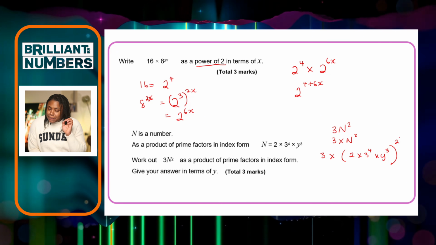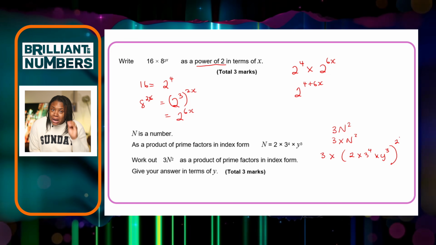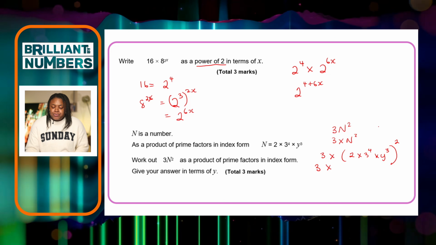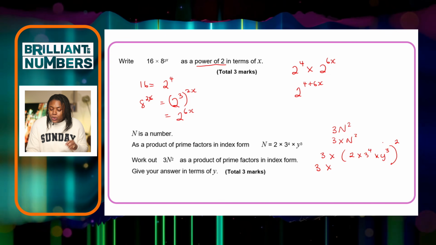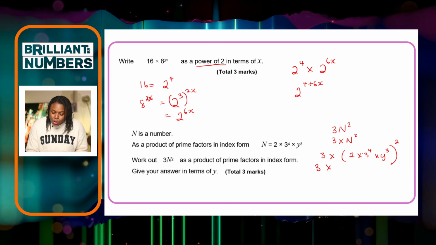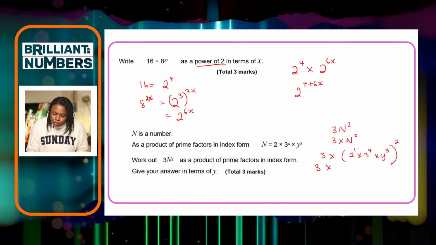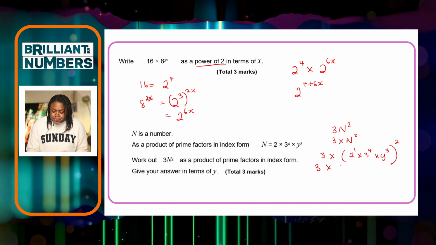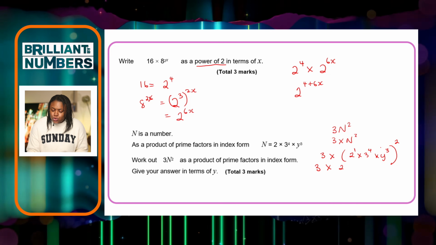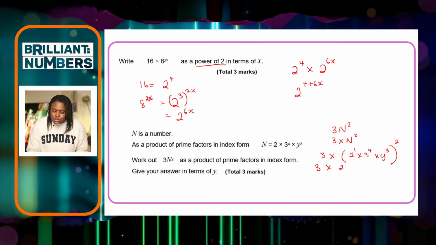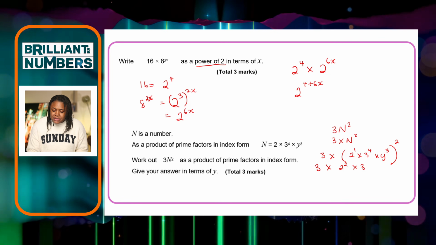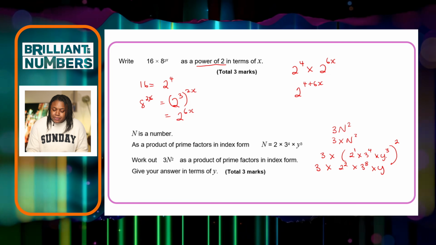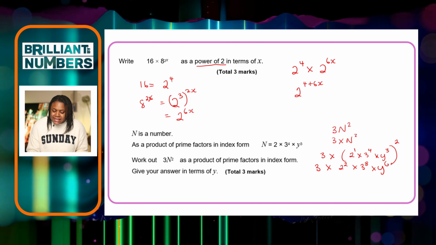So now we are going to apply the laws of indices for the power to power rule. So it's going to be 3 times, remember, when we have a power to power, we multiply the indices. So we're going to put a 1 here to remember that there is a power of 1 here. So it's going to be 2 to the power of 1 times 2, which is 2, times 3 to the power of 4 times 2, which is 8, times y to the power of 3 times 2, which is 6.